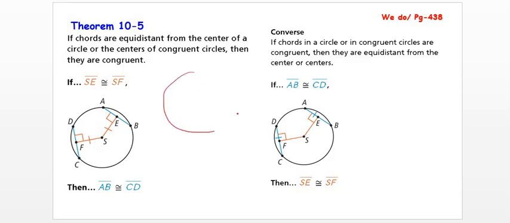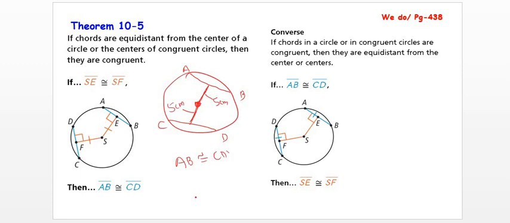So for example, if this is the center of the circle, and I have a chord over here, and I have another chord over here. Now I know that the distance of this chord from the center is 5 centimeters, and the distance of this chord is also 5 centimeters. If they are equidistant from the center, then what can you say? They are congruent. If this is AB and this is CD, then AB will be congruent to CD, right?